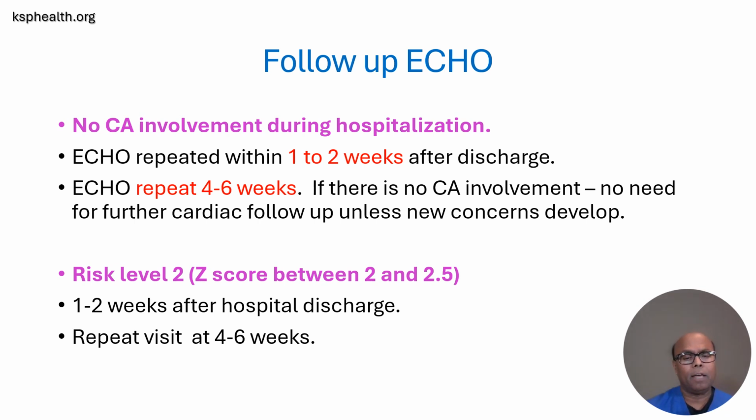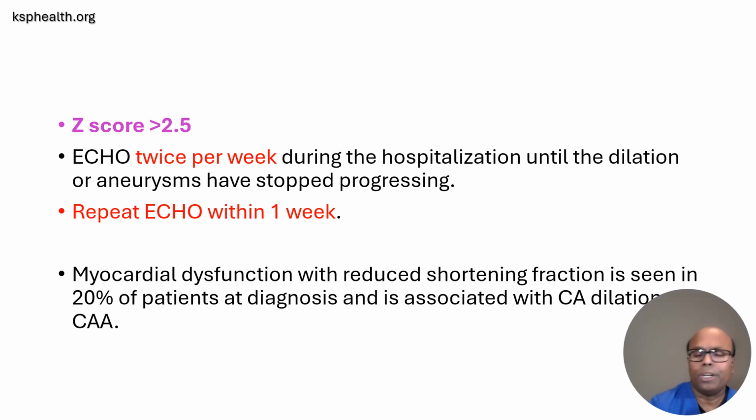When the risk level is 2, or Z-score between 2 and 2.5, repeat 1 to 2 weeks after hospital discharge, and repeat at 4 to 6 weeks. When the Z-score is more than 2.5, echo needs to be done twice per week during the hospitalization until the dilation or aneurysms have stopped progressing. Then repeat in a week. Myocardial dysfunction with reduced shortening fraction is seen in 20% of patients at diagnosis and is associated with coronary artery dilation or coronary artery aneurysms.